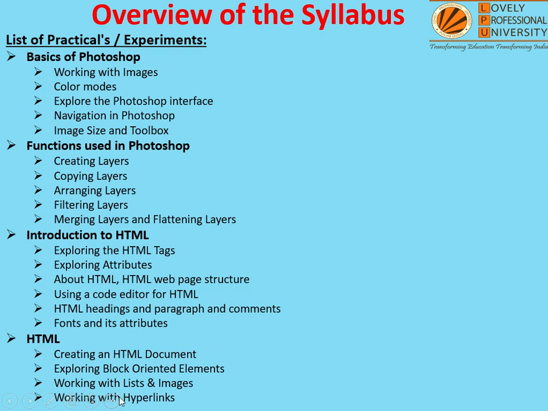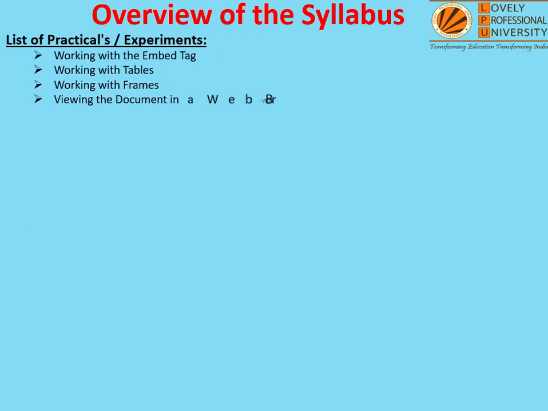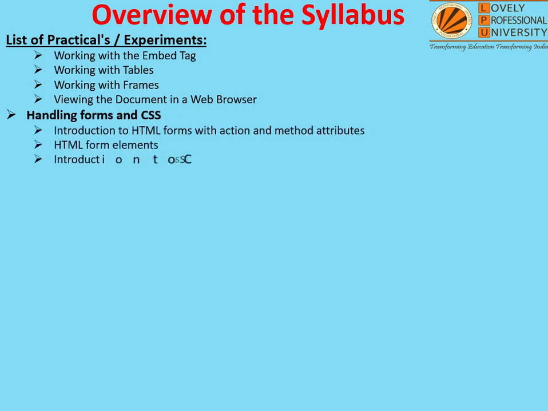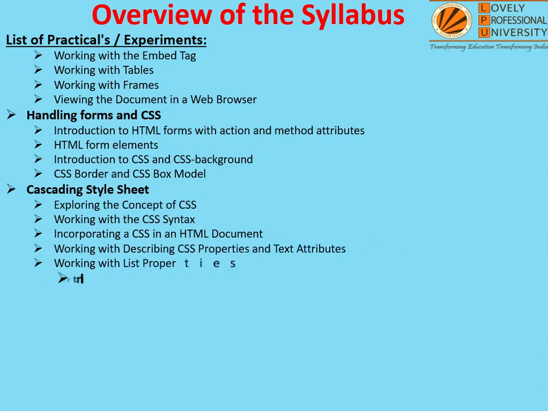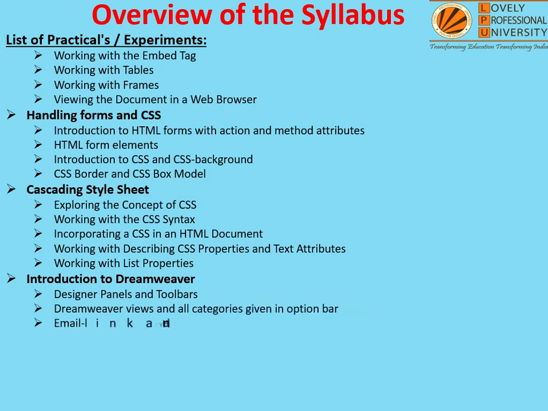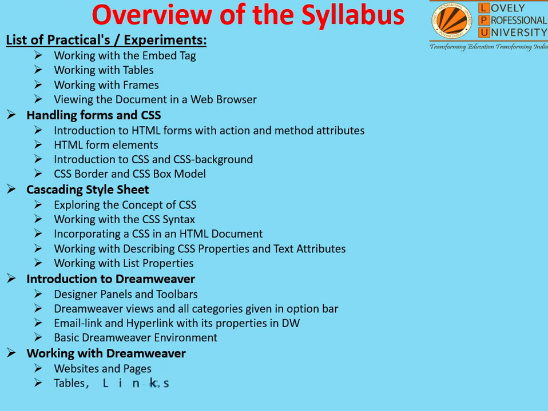Then we will move toward advanced HTML, where we will learn lists, hyperlinking, and block-oriented elements. Next, we will work with embedded tags, tables, frames, and web browsers. We will also learn how HTML forms can be designed, how the action and method attributes can be applied, and form elements. We will also learn CSS and how it is applied. We are also learning CSS in between the HTML, but we will explore and recall what we have learned in HTML to make sure our CSS learning is perfect.